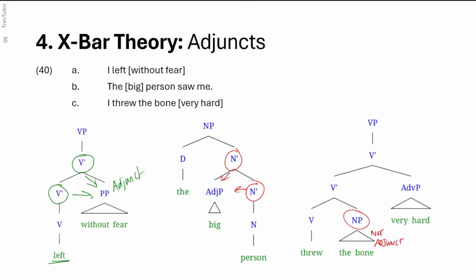However, very hard is an adjunct. It's an optional adverb phrase. So we want to stick this beside a V bar and below a V bar because again, threw is a verb that wants to form a complete verb phrase. So it's going to project itself up through bar levels. And because the adverb phrase very hard is an adjunct, we need to stick it between two bar levels. The position tells us its function.